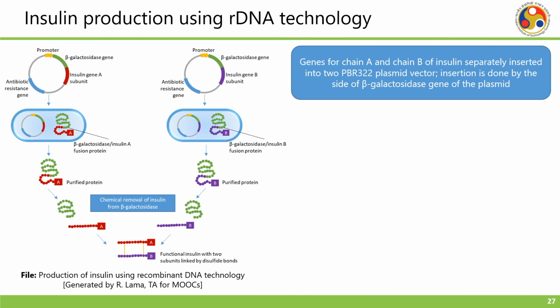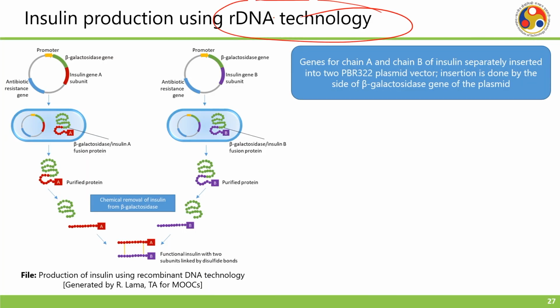So, how is insulin produced using rDNA technology? Diabetes is a very common disease nowadays across the globe, and in India the cases of diabetes are increasing every day. In fact, we have a large diabetic population, and India is often referred to as the diabetes capital of the world. The current approach for insulin dependent diabetes is the application of synthetically prepared insulin, basically through the process of rDNA technology.